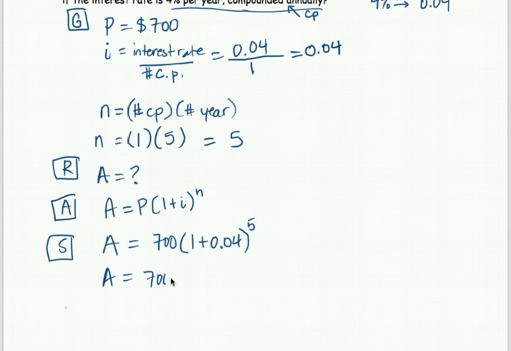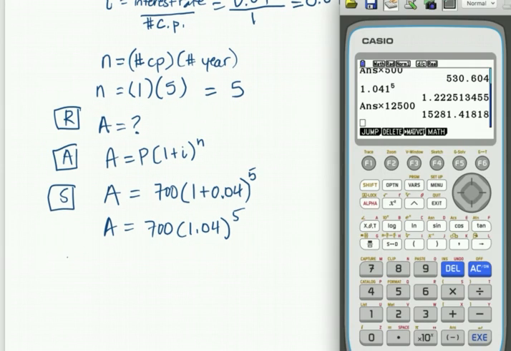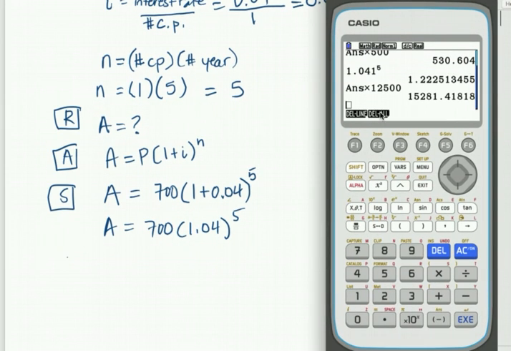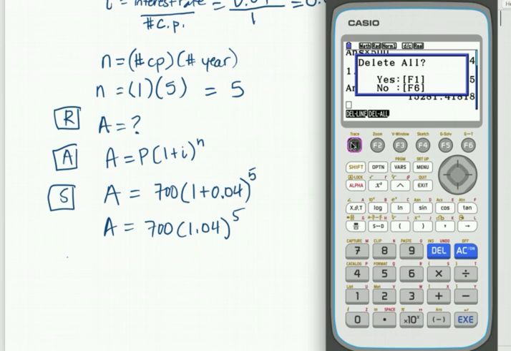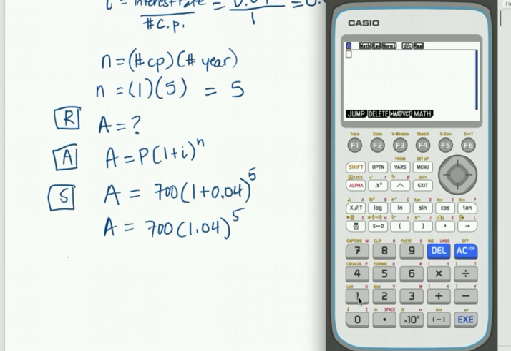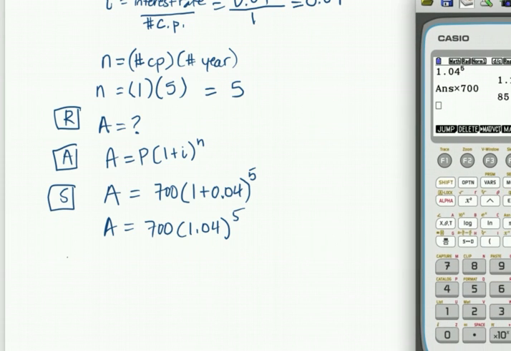So again, BEDMAS says do the bracket first, so we'll clean this up. Okay, and then BEDMAS says do the exponent. So grab your calculator. I'm just going to delete this stuff out of here. Okay, so we need 1.04 to the exponent 5. Okay, so that's 1.2165, right? So it's in your calculator already, and then all you have to do is hit times 700 like that.